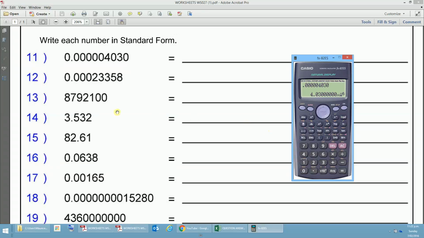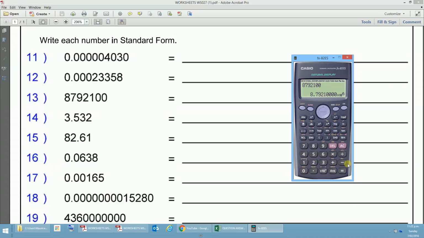Let's have a look at a large number here. So let's go 8, 7, 9, 2, 100, and there you go, in standard form, 8.792100. So you should be able to do these fairly easily in your head. It's only a matter of moving the decimal point and things like that.